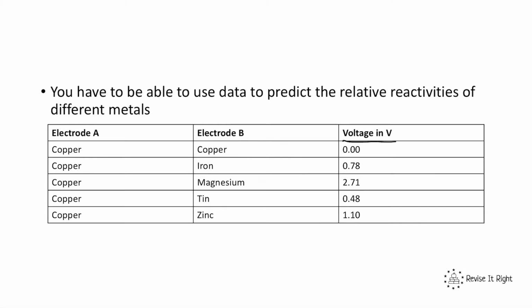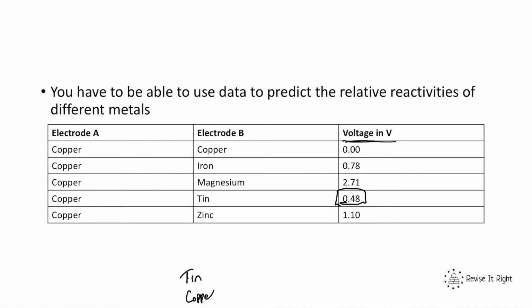So here you might get given a table that looks like this with all the voltages, and you may be asked to order them in terms of their reactivity. Of course we know that copper is not very reactive, so that's going to be at the bottom. But then we can look at the voltages. So the next smallest voltage is actually tin. So we know that the next one is going to be tin.